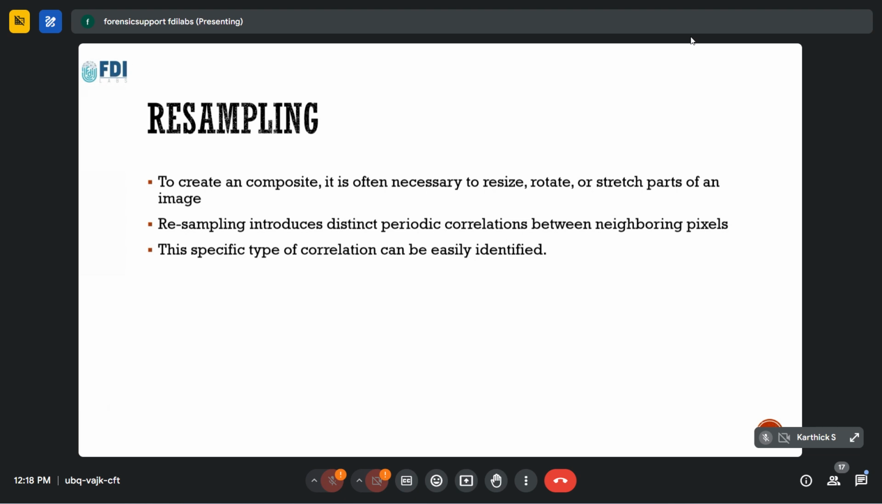Yes. So this is another method, resampling. In this case, it is also necessary to resize or rotate a portion of an image to match the original image, the host image. So the object size must be matched. When we create a new image, it is always important to resize the portion of the image.